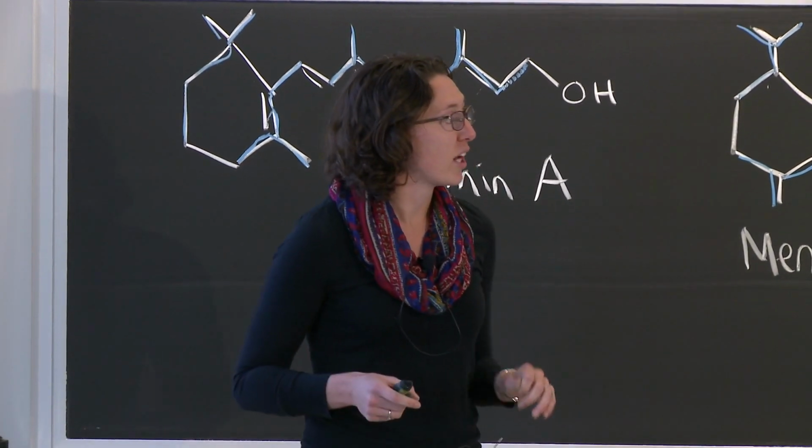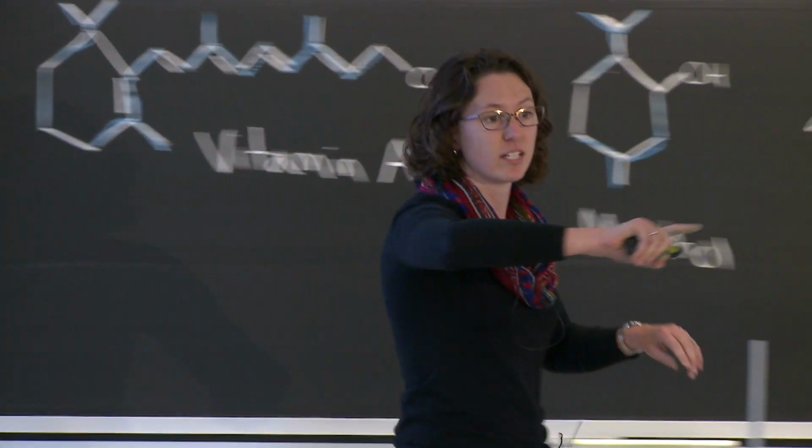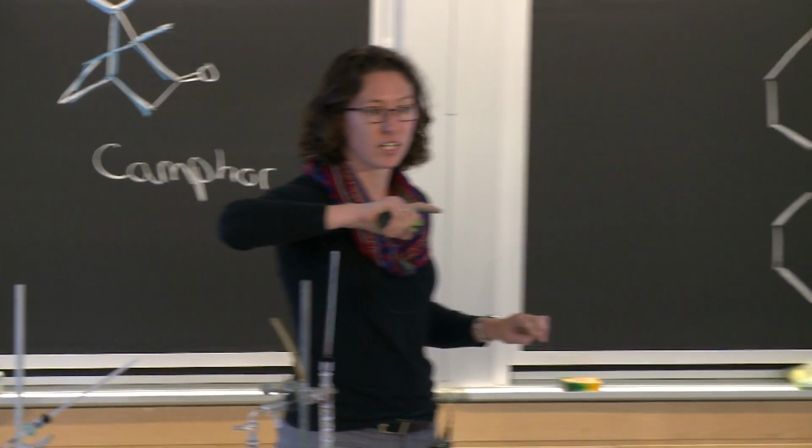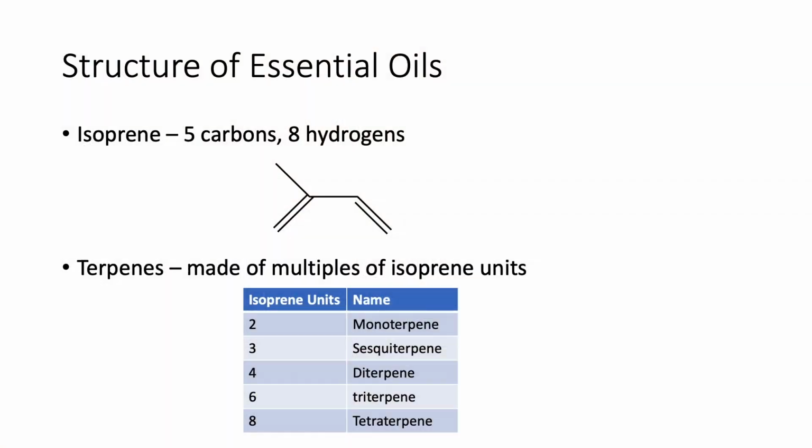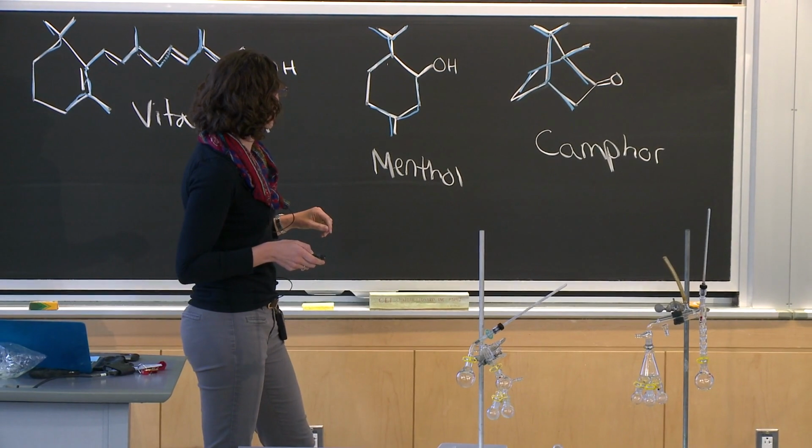The structure that we care about in this particular lab, yes, Jesse? I'm a little bit confused. On the slide it said 5 carbons and 8 hydrogens. It looks like for menthol, for instance, those 5 carbons have more than 8 hydrogens, right? Yes, in this case, they would.